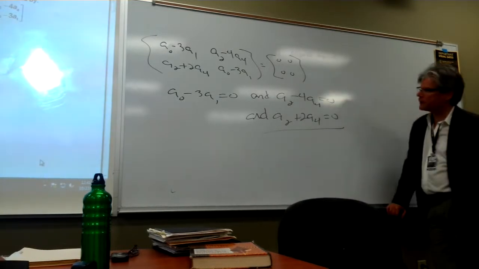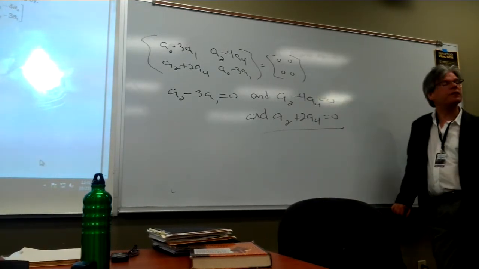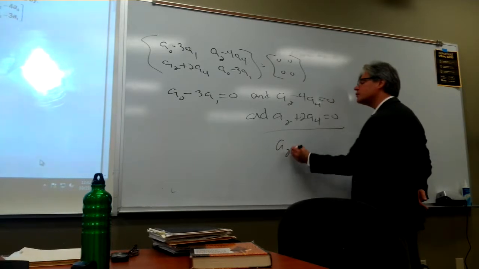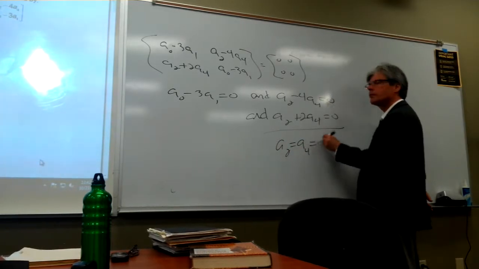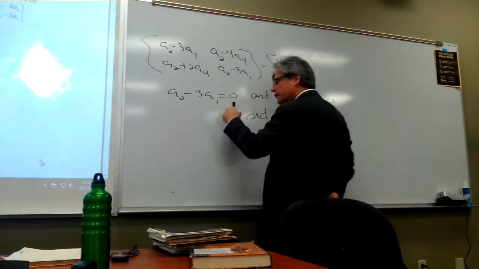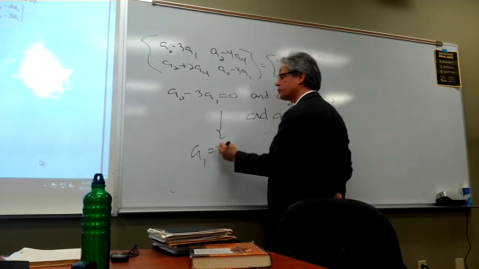But if I solve the second system of equations for a2 and a4, I think it tells me that a sub 2 and a sub 4 equal 0. And I think this equation right here tells me that a sub 1 is equal to 3 times a sub naught.